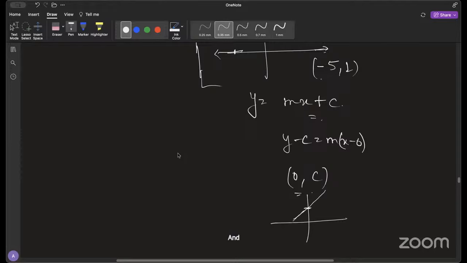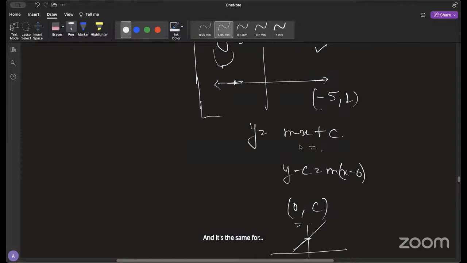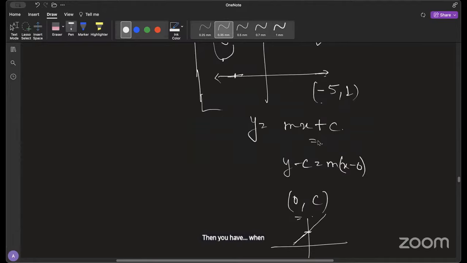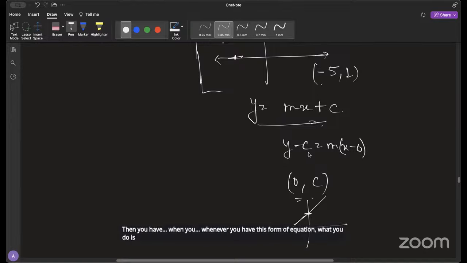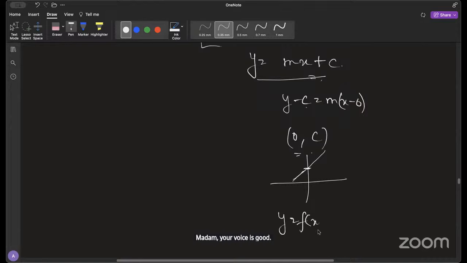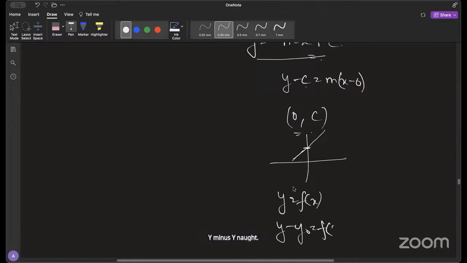And it's the same whenever you have this form of equation. What you do is y minus y naught, then directly write it in this form if you have this thing. Is it fine now?